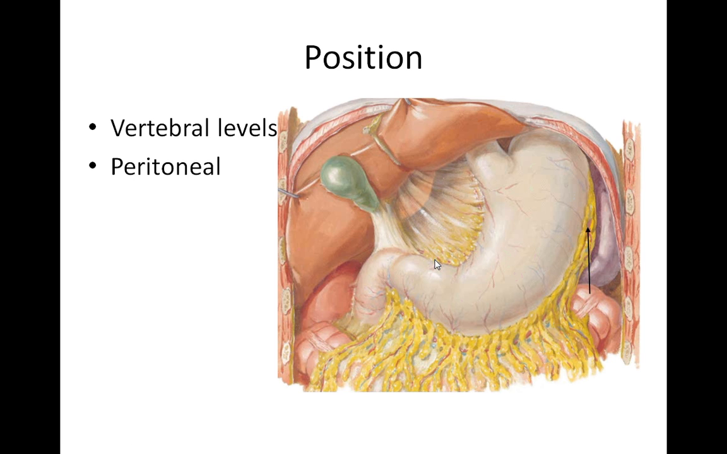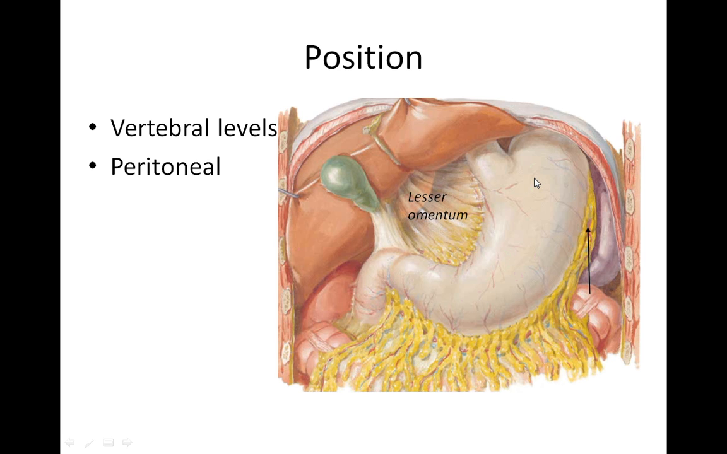The next thing we need to worry about is the peritoneal relationships of the stomach. The whole stomach is an intraperitoneal organ. That's the first thing to consider. It's suspended at its lesser curvature end by the lesser omentum, which attaches it to the L-shaped fissure on the undersurface of the liver.